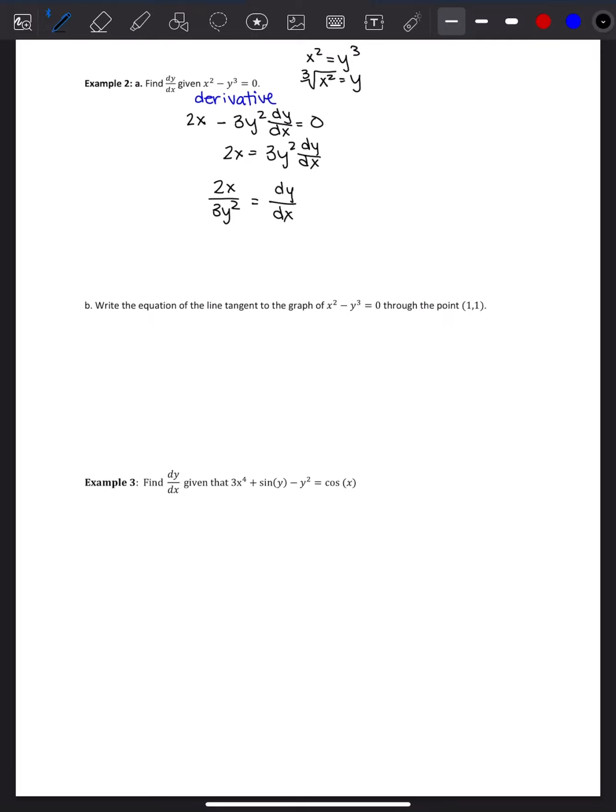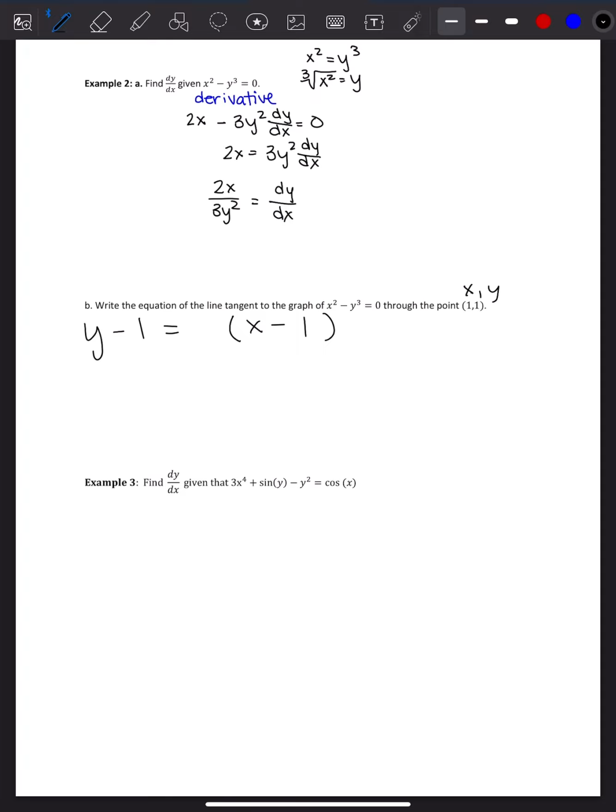Okay, so we're going to continue on with this problem now that the bell hasn't interrupted us. Write the equation of a line tangent to the graph of x squared minus y cubed equals 0 through the point (1, 1). Even without a lot of work, I can already write y minus something equals something times x minus something. I need an x and a y value and my slope. I have x and y right here in my point (1, 1). So I know y minus 1 is equal to our slope times x minus 1.